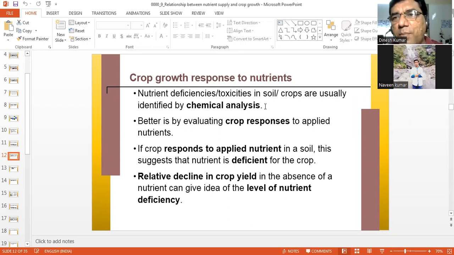So, crop responses to applied nutrient. You can take different fertility grades and know the response of a particular nutrient in particular climatic and soil conditions, and then you can give a recommendation. It is simply by field trials. If the crop responds to applied nutrients in soil, this suggests that the nutrient is deficient. Relative decline in crop yield in the absence of a nutrient can give an idea of the level of nutrient deficiency. Then the level of nutrient we want to decide can be related to the relative deficiency of that nutrient in the plant.